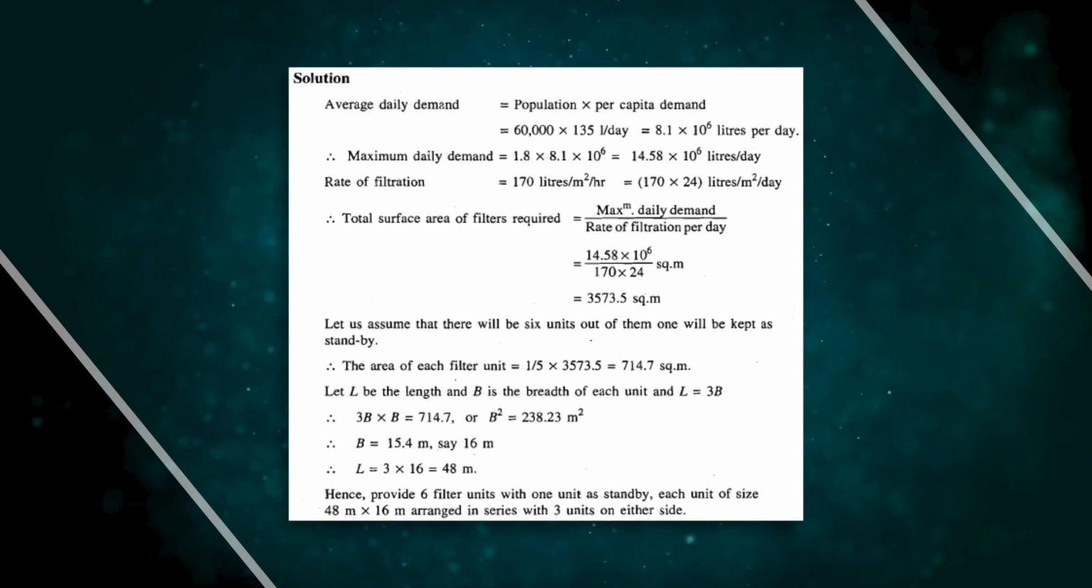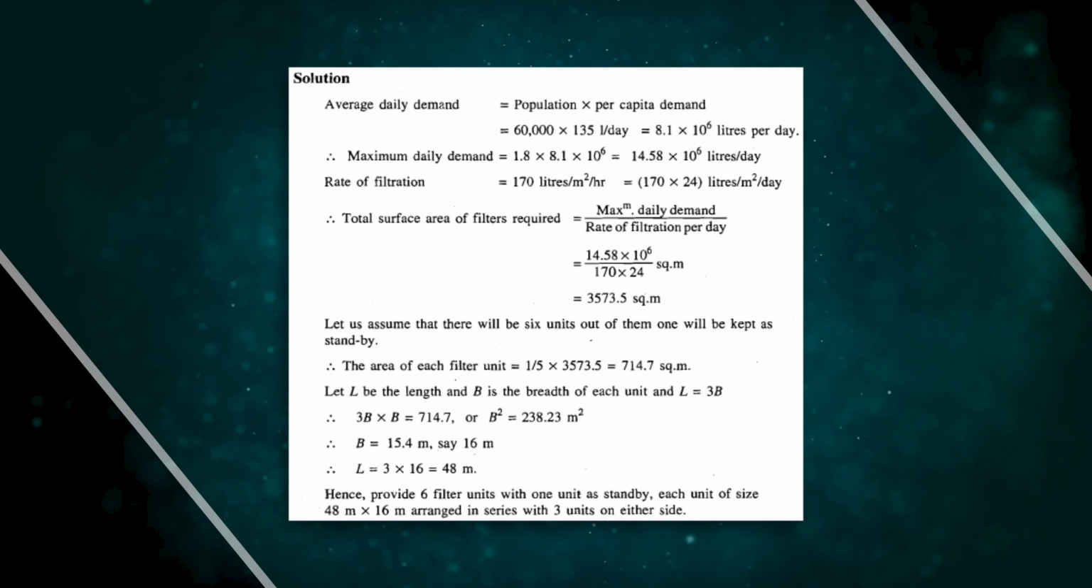Rate of filtration is given. So per day it is 170 into 24. So total surface area of the filter required is the maximum daily demand divided by the rate of filtration per day. So the answer comes to 3573.5 square meter. Now assume there will be 6 units, out of them 1 will be kept at standby. So the area of each filter unit is divided by 5, so 714.7 square meter.